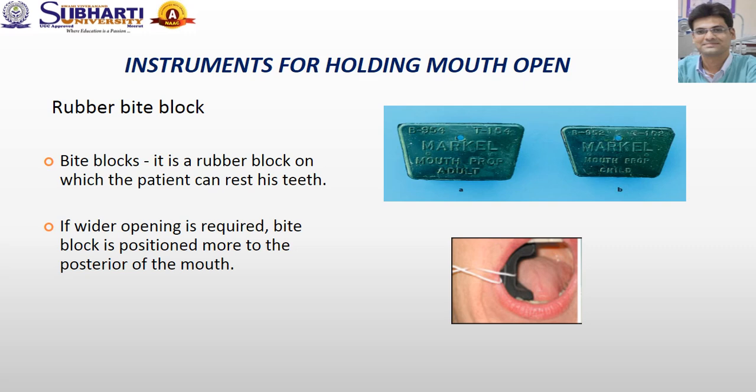If wider opening is required, the bite block can be positioned more posteriorly in the mouth. These bite blocks are available in different sizes from small, medium to large depending upon the patient variations and the amount of mouth opening required.